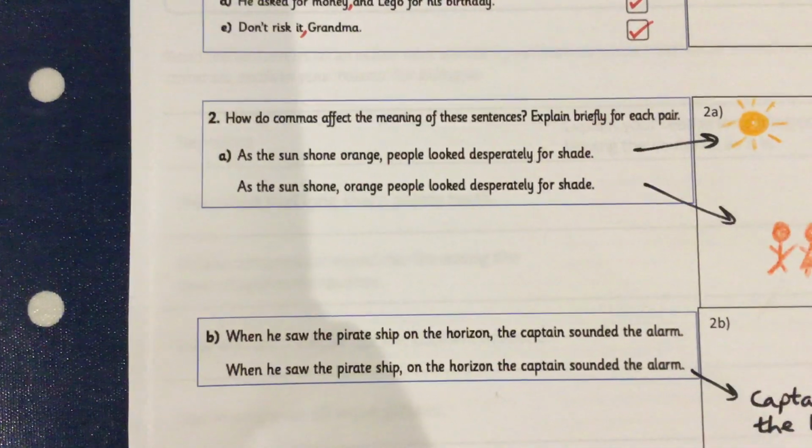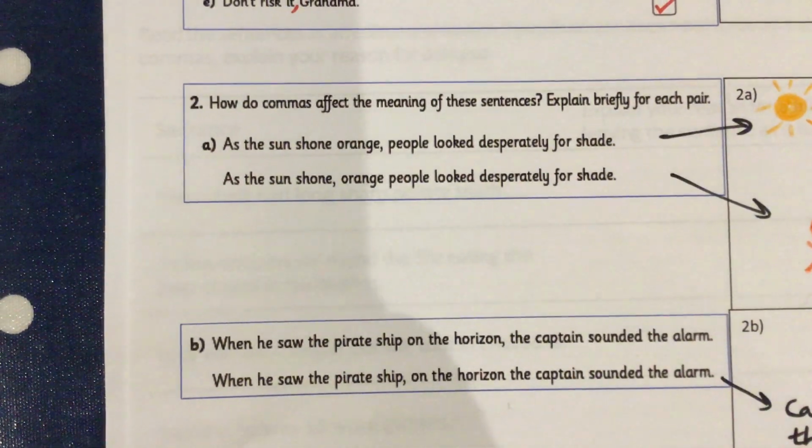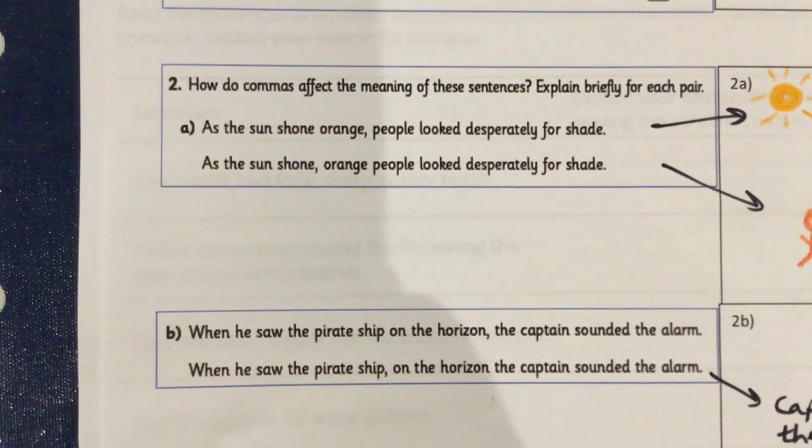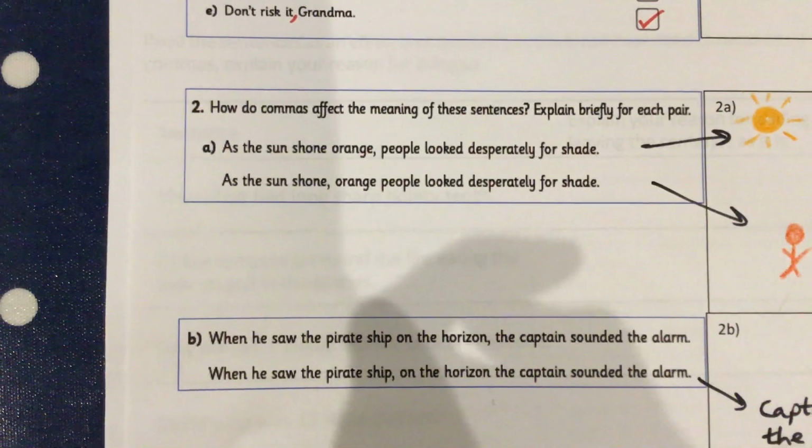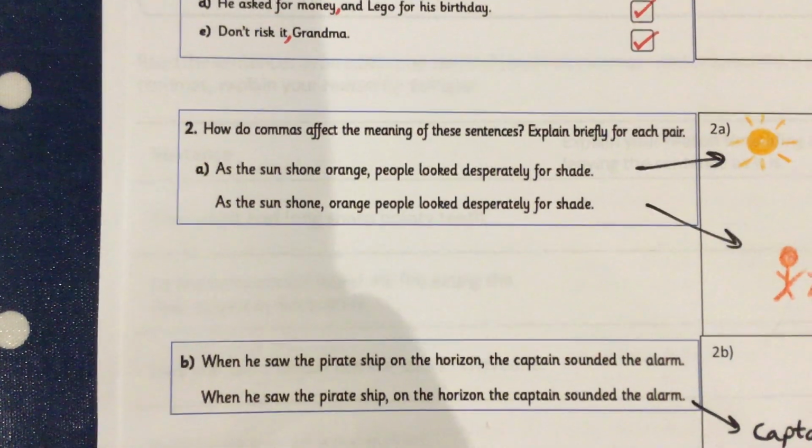The second question, the 2 parts of this, how do commas affect the meaning of these sentences? Explain briefly for each pair. Now I said you have to be specific here. What did the first one say? What does the second one say? Well, I've drawn a little picture for this one.